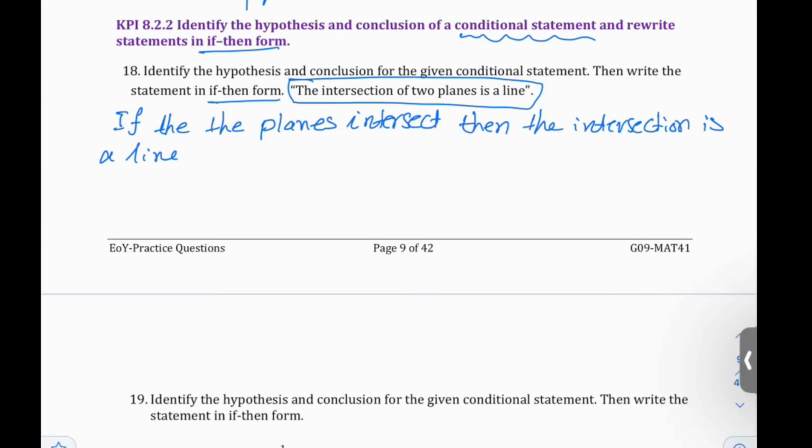So how can we identify the hypothesis and the conclusion? The hypothesis is the statement that follows "if" before "then". This is the hypothesis. So the hypothesis part, you just copy the statement: the planes intersect.